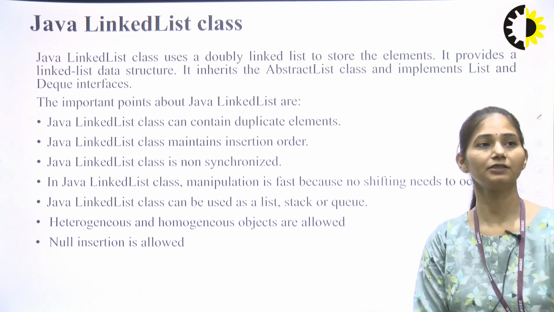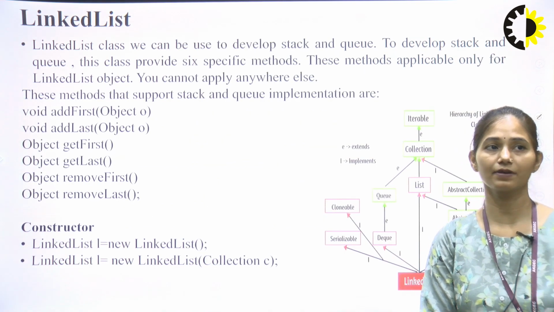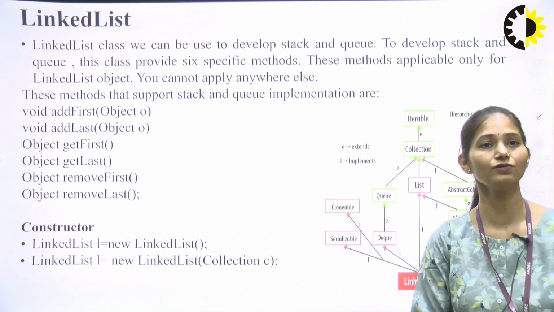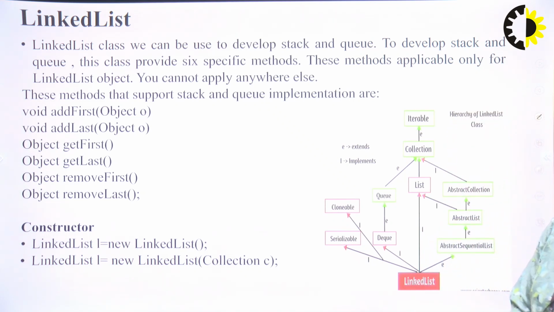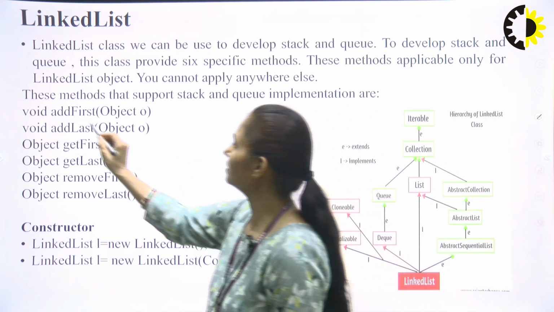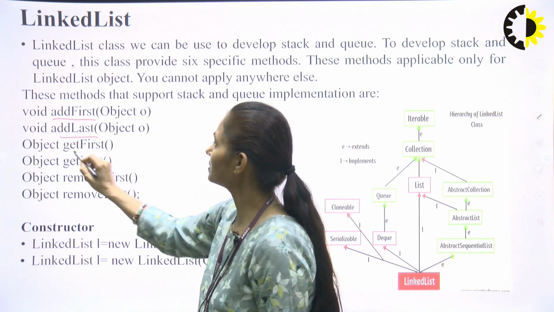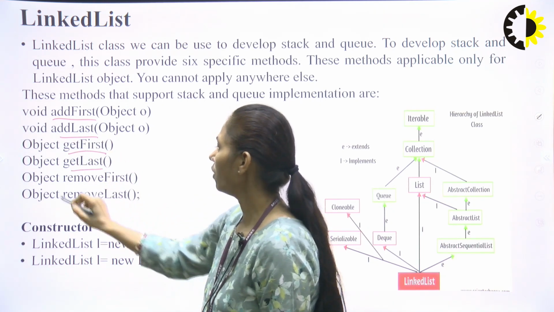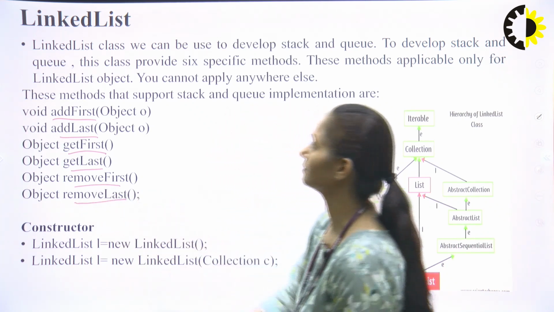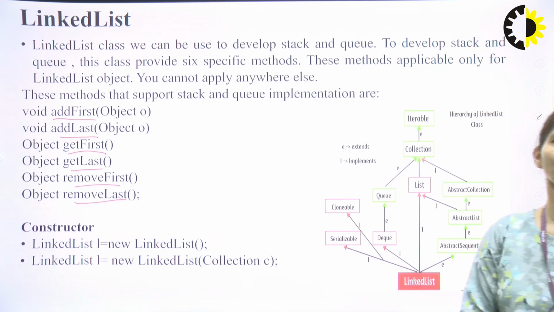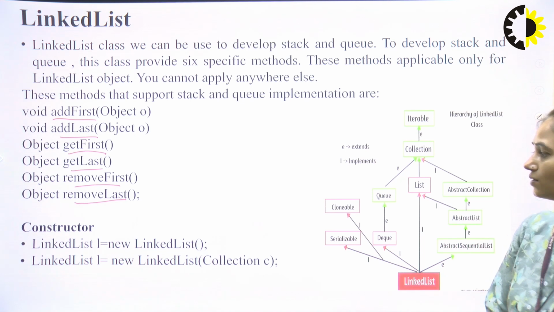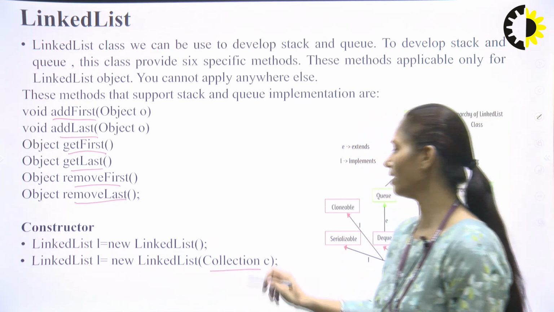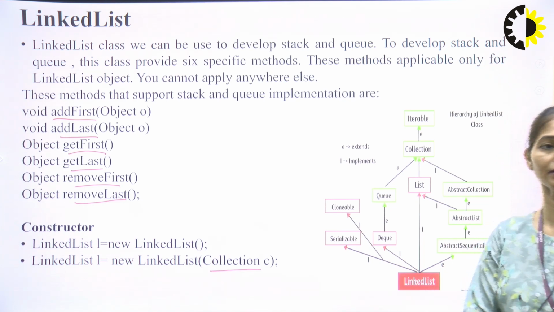Moving to the next topic, the linked list class can be used to develop stacks and queues. To develop stacks and queues, this class provides six specific methods. What are the methods provided by this linked list class? void addFirst, void addLast, Object getFirst, Object getLast, Object removeFirst, Object removeLast. These are the methods used inside the linked list class. The constructors present inside it take various collections that you give to it, along with the various methods.